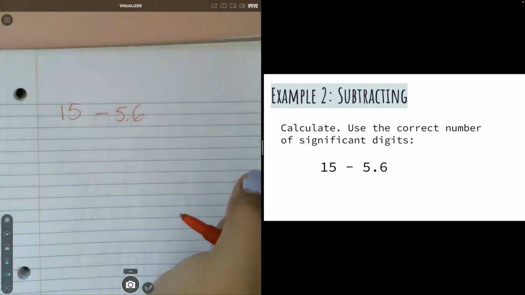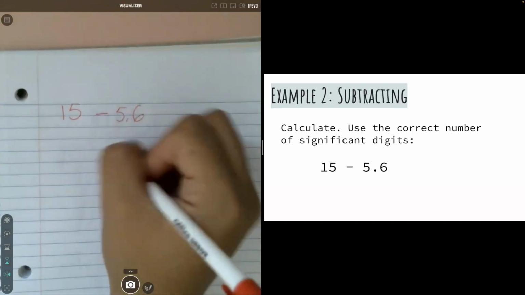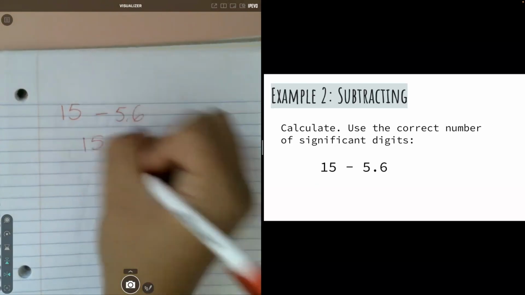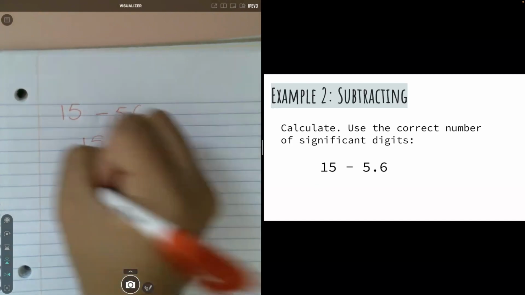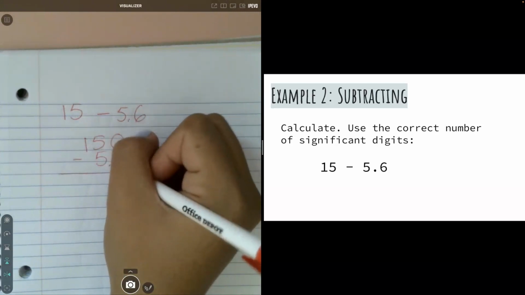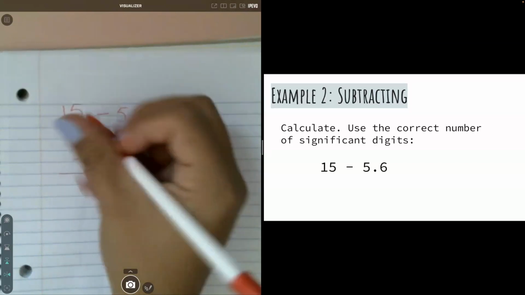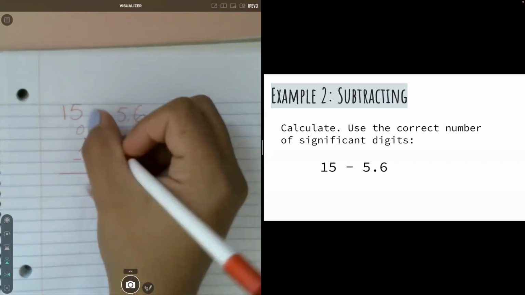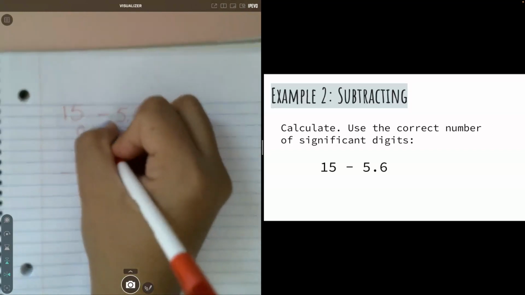Since the answer is not going to have any decimals, we could just subtract this. 15 minus 5.6. When you subtract, there's nothing in this place. We're going to borrow from the other side. This one goes down to 0. This one, you add 9 to this place, so you'd have 14.